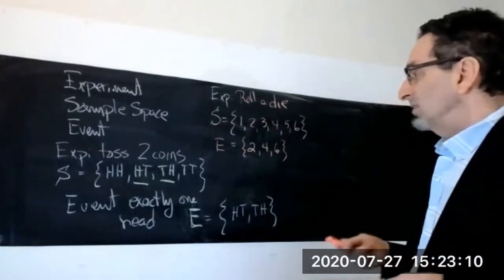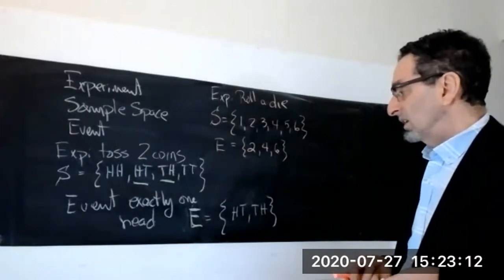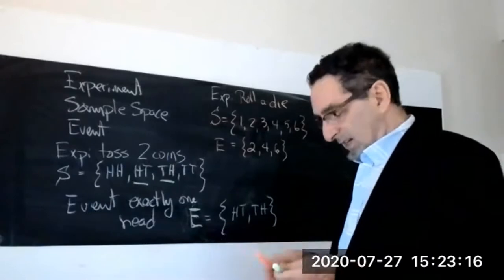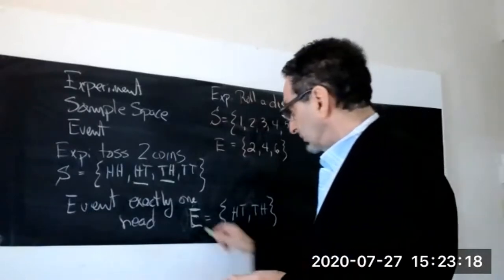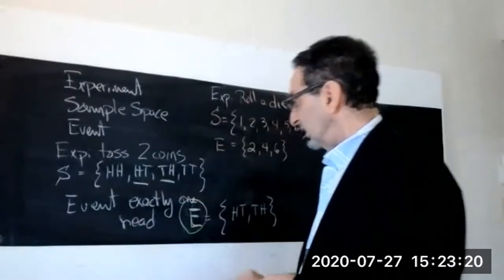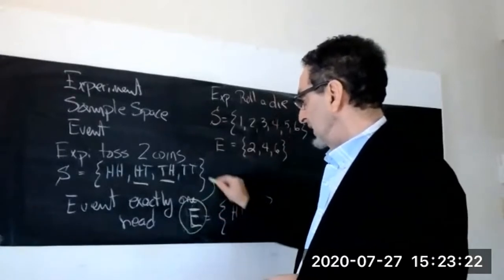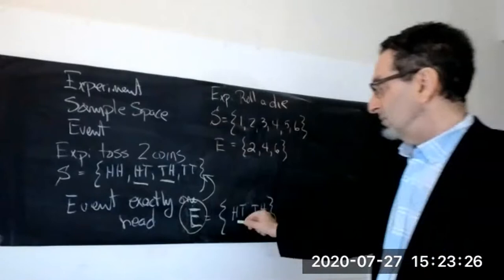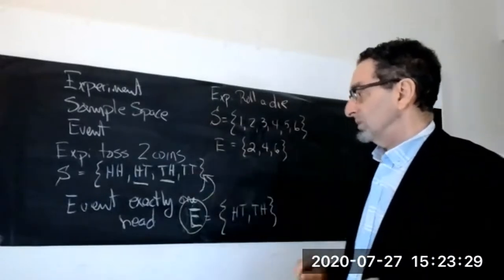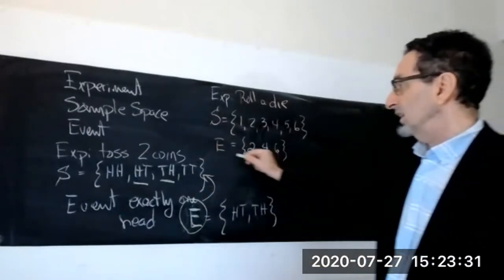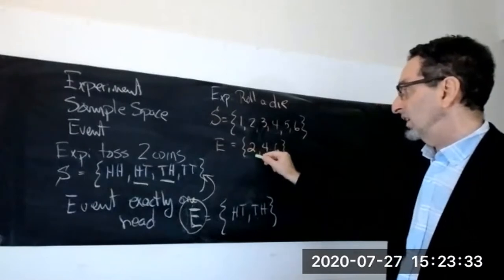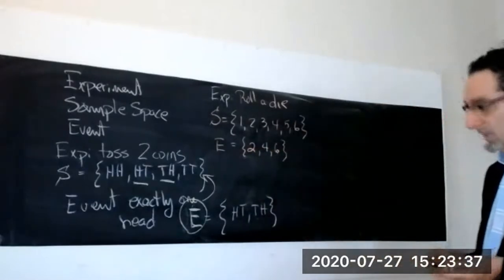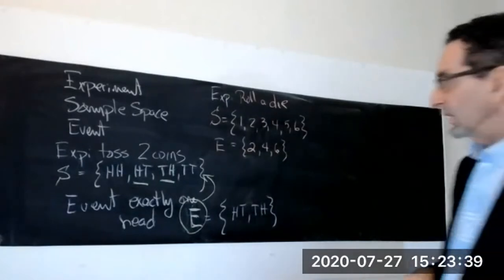Let's think about how we can talk about events. If you think about it, this E here, the green E, is a subset of this sample space. And this orange E here is also a subset of that sample space. Now we could have another event.